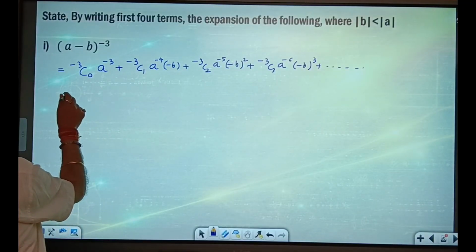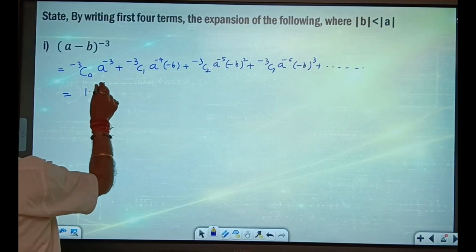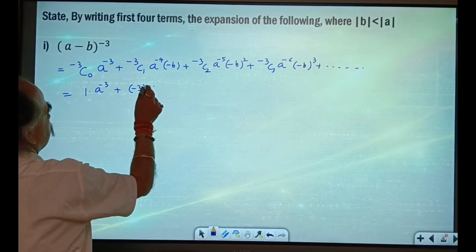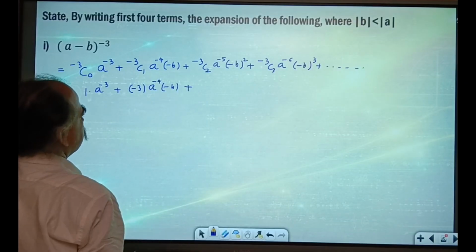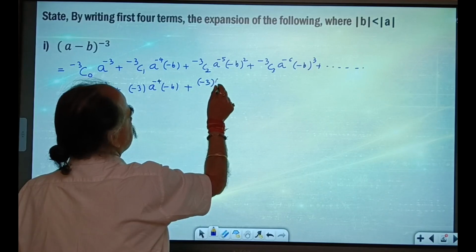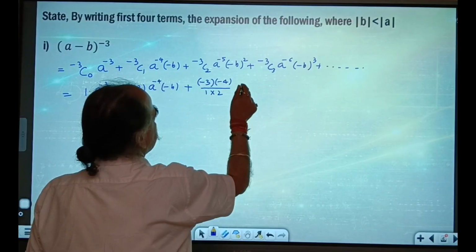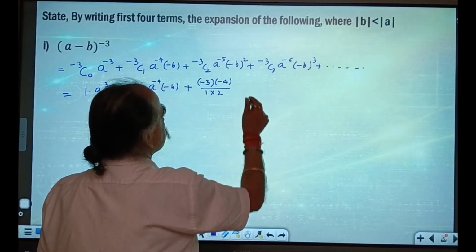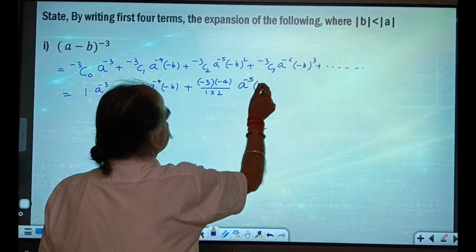Which is nothing but any number C0 is what? 1 into a raised to minus 3. Any number C1 is what? Same number, a raised to minus 4 into minus b. Any number C2 is what? Multiply this number from backside for 2 times: minus 3 into minus 4 upon 1 into 2, a raised to minus 5 into minus b square is what? Plus b square.